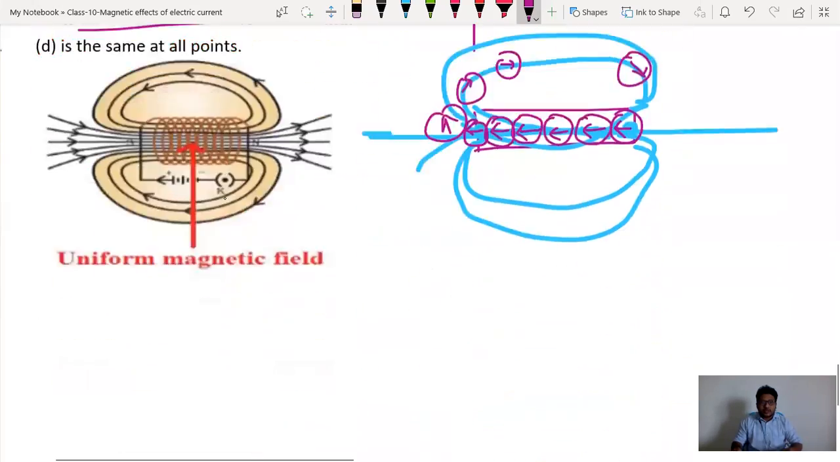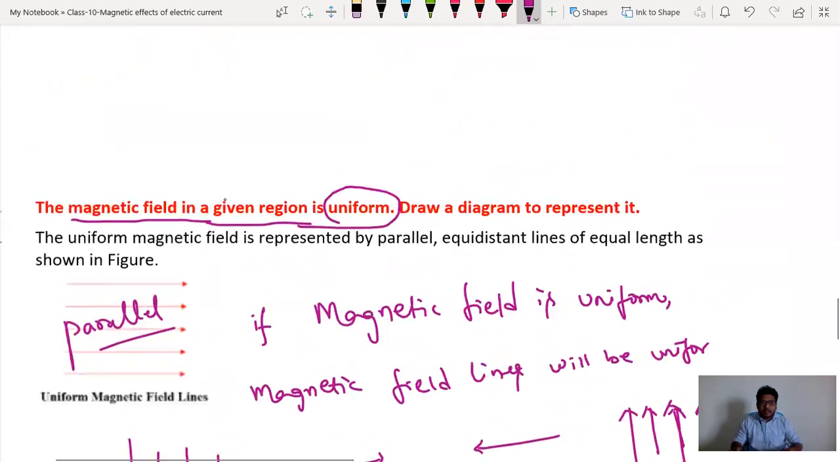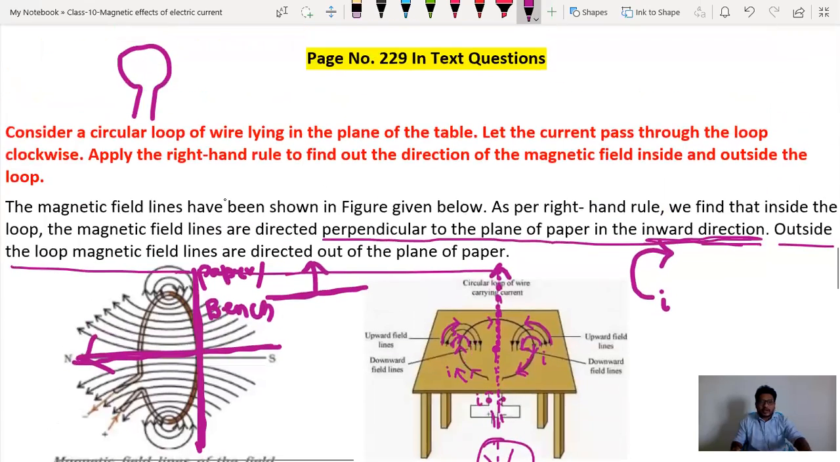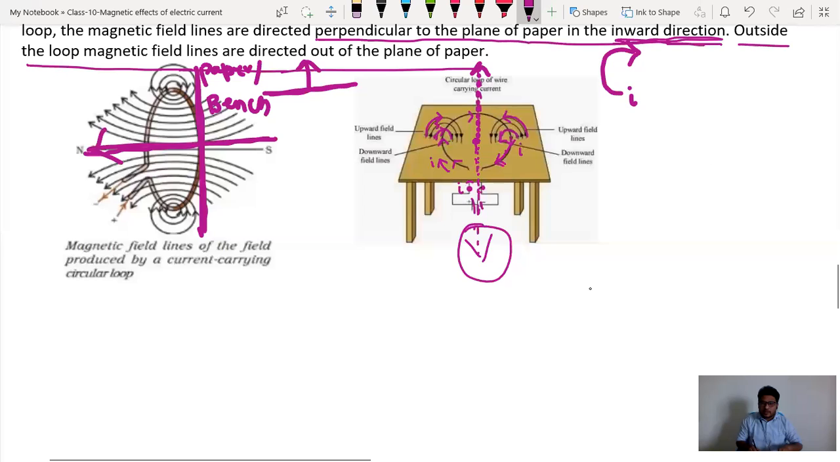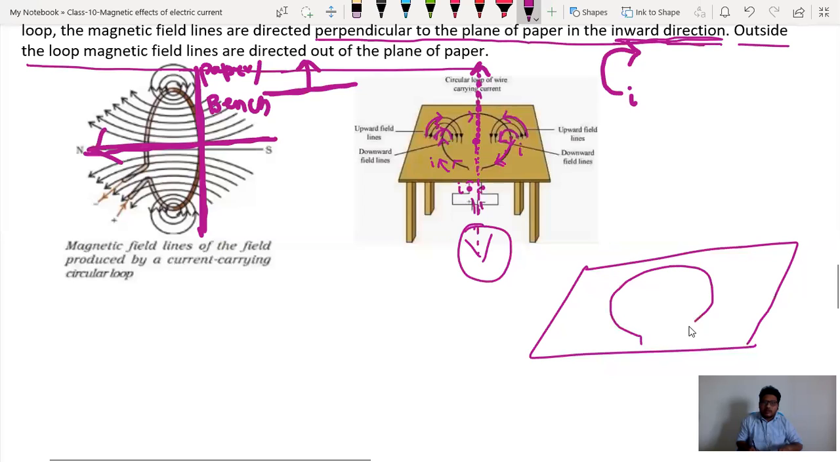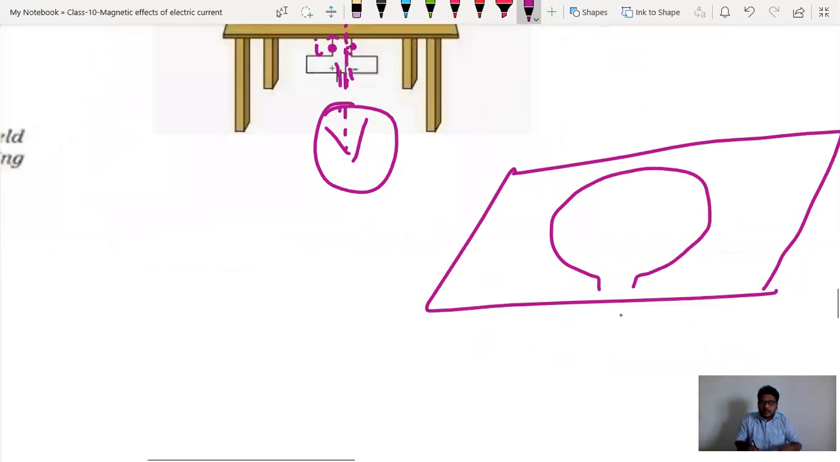So these are the in-text questions from those page numbers. This question might be somewhat tricky. So you can analyze this one. Consider this is the plane of paper and you are placing a circular loop on the paper, guys. Circular loop on the paper. Now, if current is passing clockwise, clockwise means from this side current should enter, from this side current should leave. Enter means it will be flowing like this, isn't it? Like this it will flow.